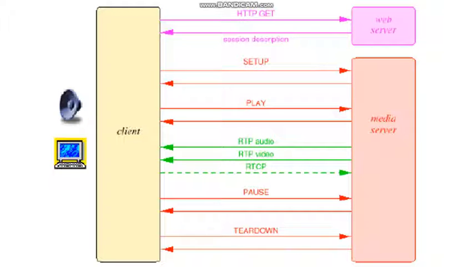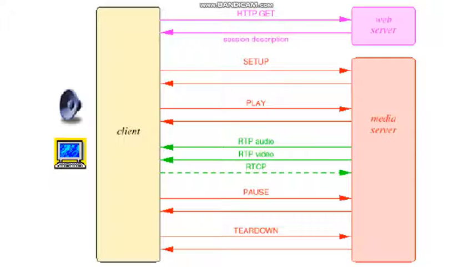So here is the pictorial representation of a server-client model. First of all, the client is going to send an HTTP GET request to the web server. The web server then responds to the client. Further, when the response comes, the streaming of the video starts. Initially, the client requests the media server to set up the connection. After setting up the connection, the media server starts setting up the video.